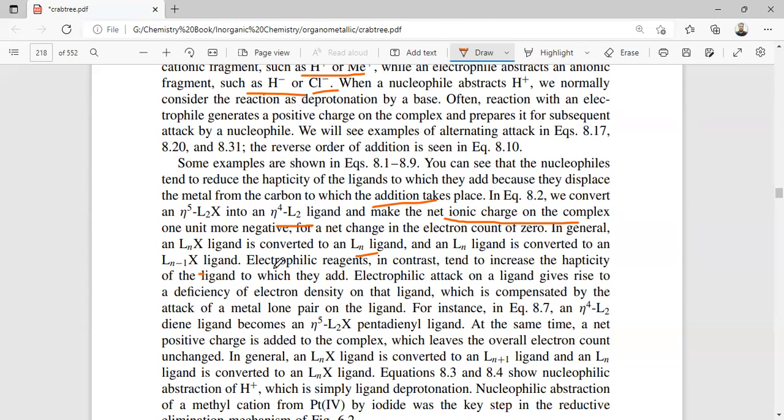So electrophiles, in contrast, tend to increase the hapticity of the ligand to which they add, and the electrophilic attack on the ligand gives rise to a deficiency of electron density on the ligand, which is compensated by the attack of the metal bond pair on the ligand.